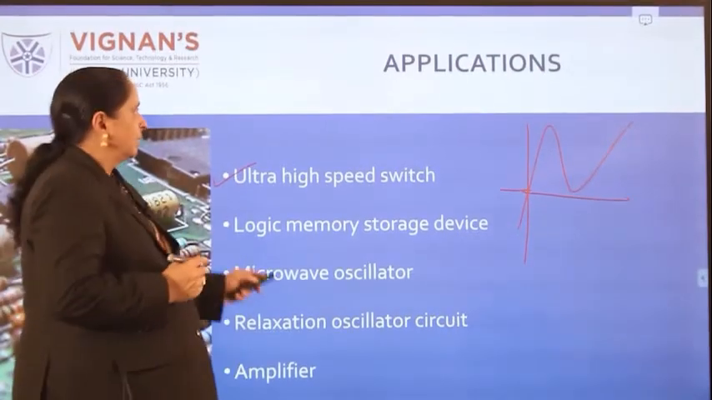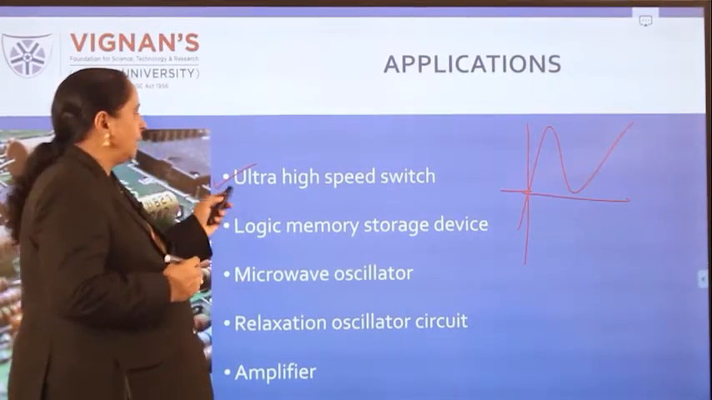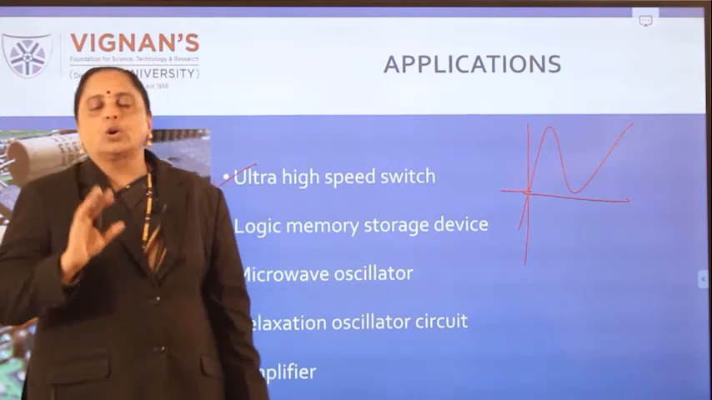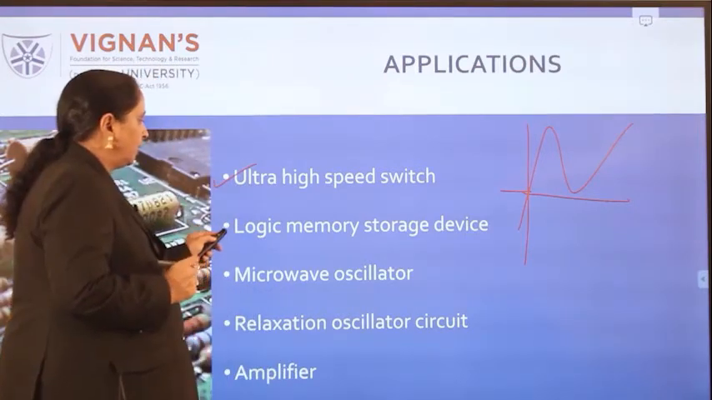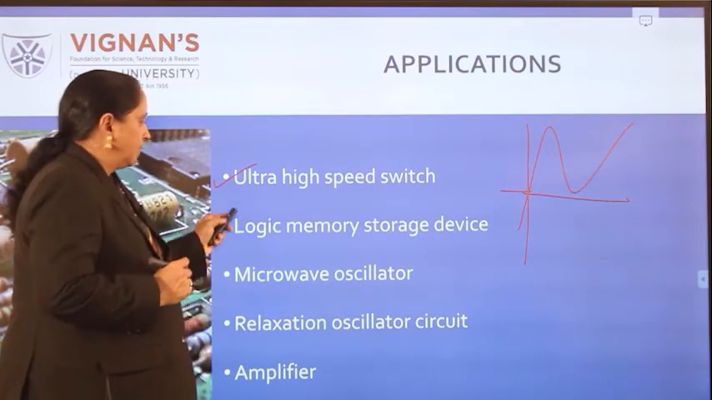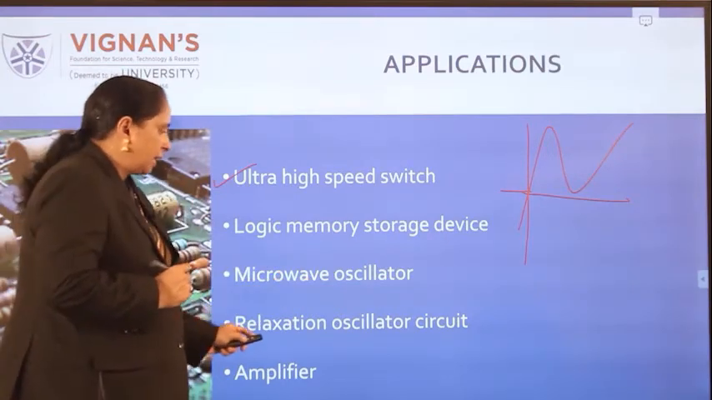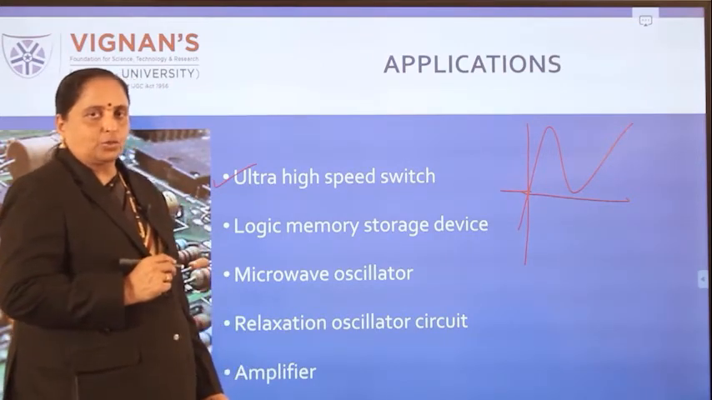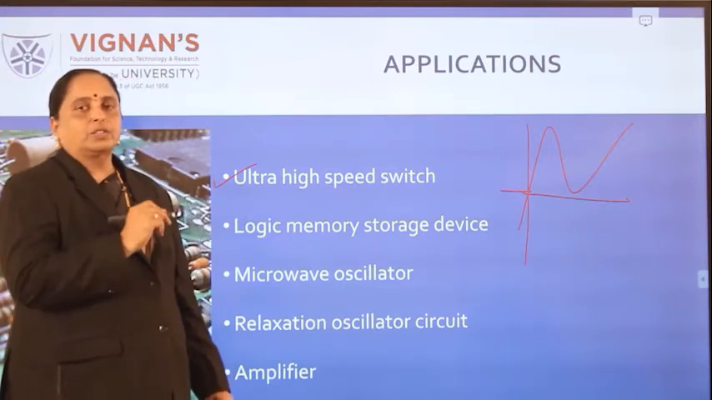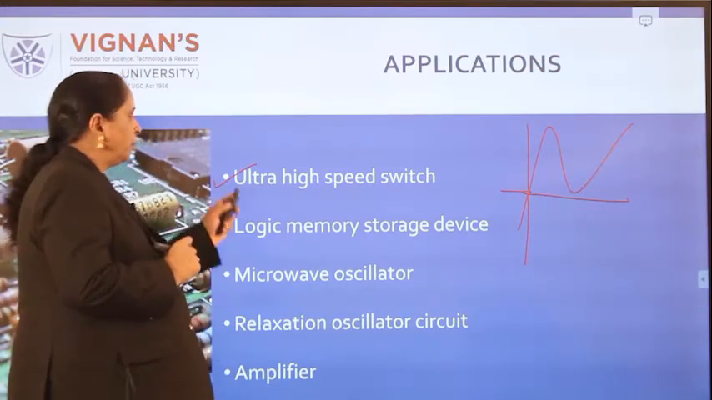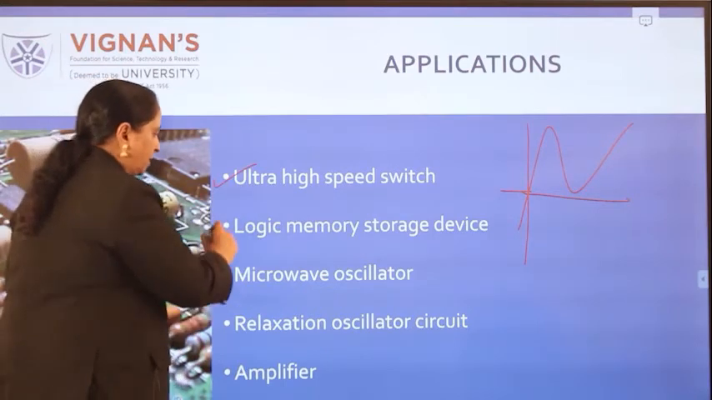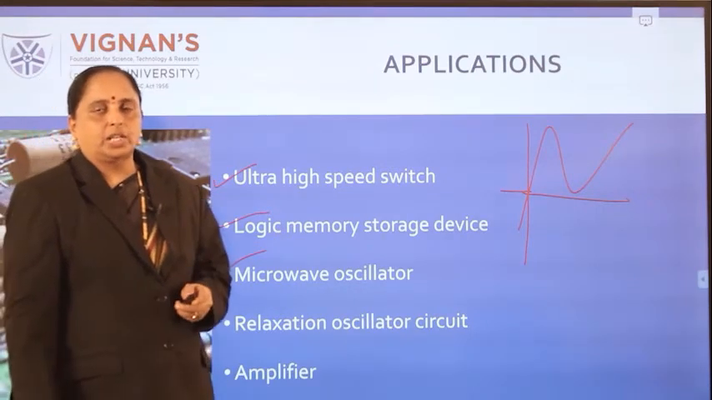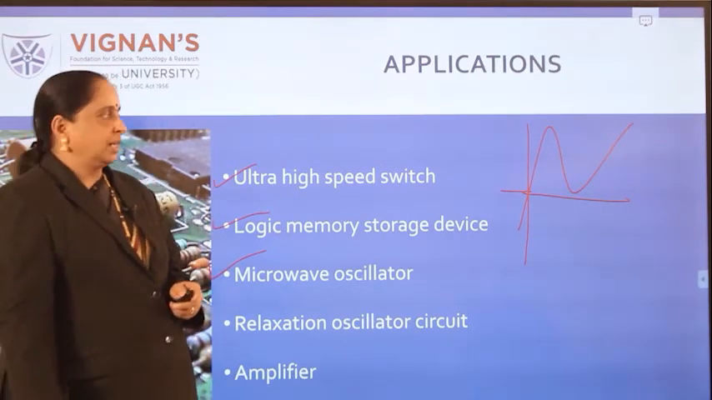So the important applications of tunnel diode are the ultra high speed switch. All these applications are possible only because of this heavy doping and tunneling phenomenon. Next is the logic memory storage device, microwave oscillator, relaxation oscillator circuit, and it is also used as an amplifier, because of this excess doping. So the important applications are ultra high speed switch, logic memory storage device, and microwave oscillator. These are very important applications of the tunnel diode.